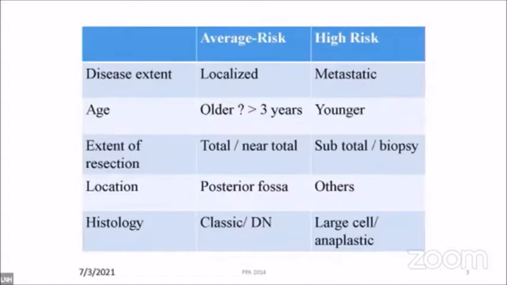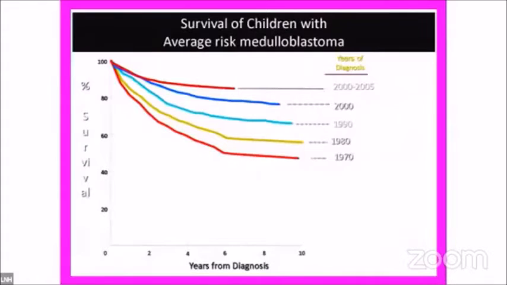So based on these factors, the risk stratification was done into average risk and high risk. High risk was for those people who have less than a 50% chance of surviving for 5 years. Now, more and more transcriptomic studies and molecular-based studies are coming.